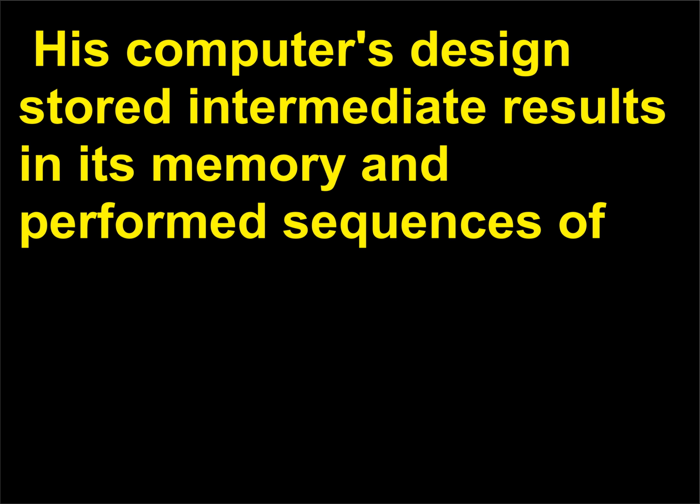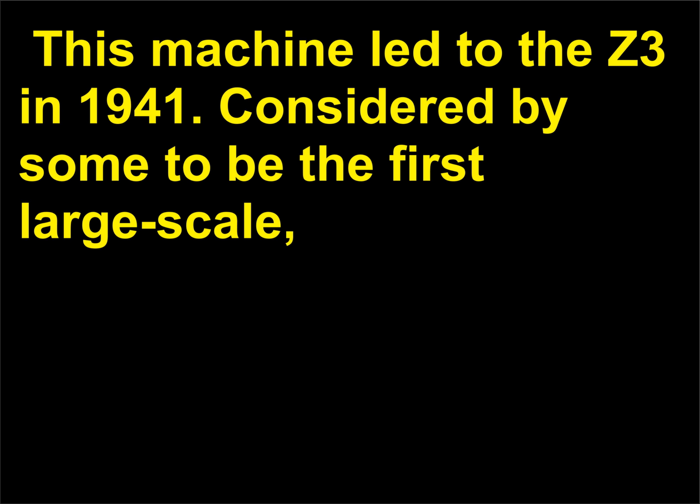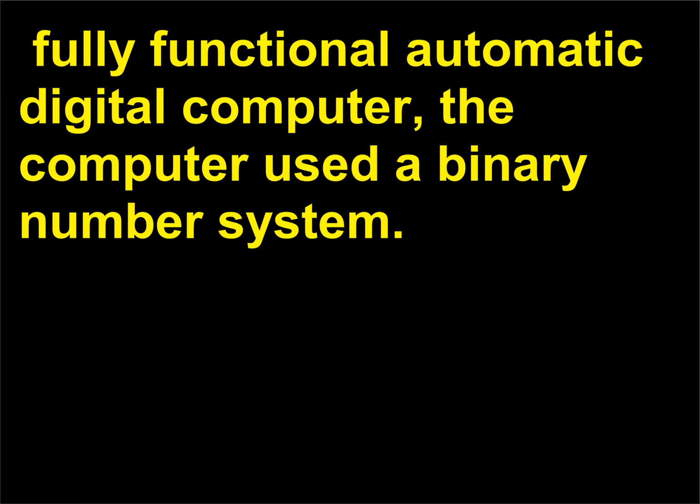His computer's design stored intermediate results in its memory and performed sequences of arithmetic operations that he programmed on punched paper tape. He initially used old movie film. This machine led to the Z3 in 1941. Considered by some to be the first large-scale, fully functional automatic digital computer, the computer used a binary number system.